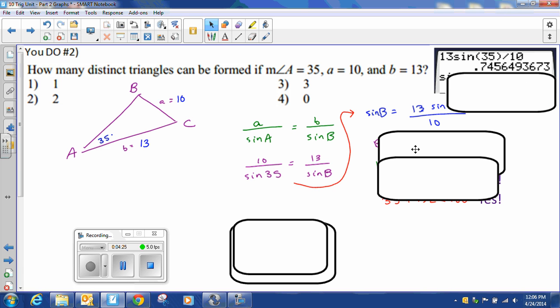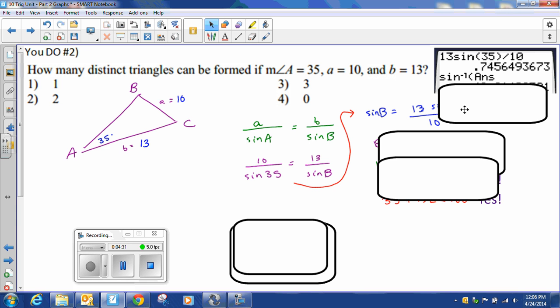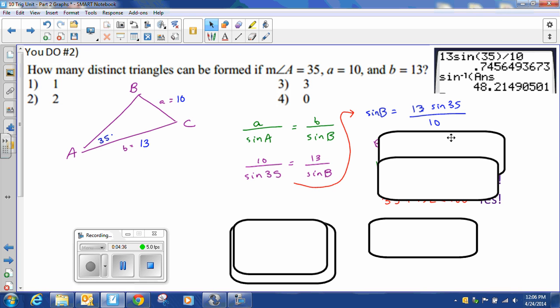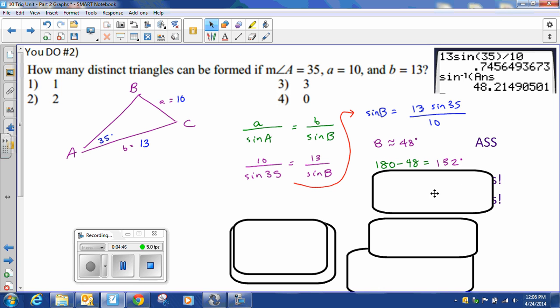Now we need to do one more step. We need to take the inverse sine of both sides, or arc sine, which we also use a calculator for, and the answer is 48.2. So we'll round that to 48 degrees. And because this is an angle side-side formation, this is the ambiguous case. So we'll subtract 48 from 180 to find 132. So we're going to take 48 and 132 and test both of those out.